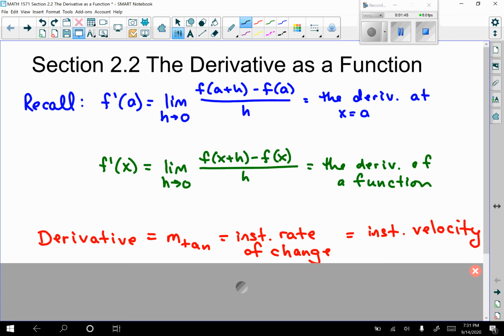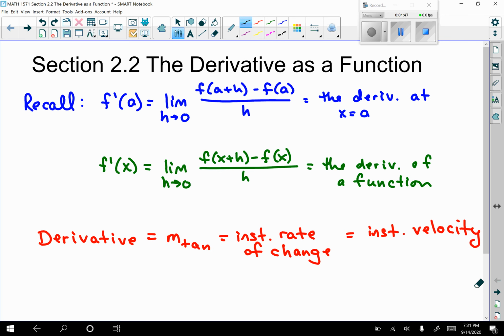And as we've seen ever since chapter 1, the derivative, the new word that we're using, is the same as the slope of a tangent line, which is the same as the instantaneous rate of change, which is also the same as the instantaneous velocity.